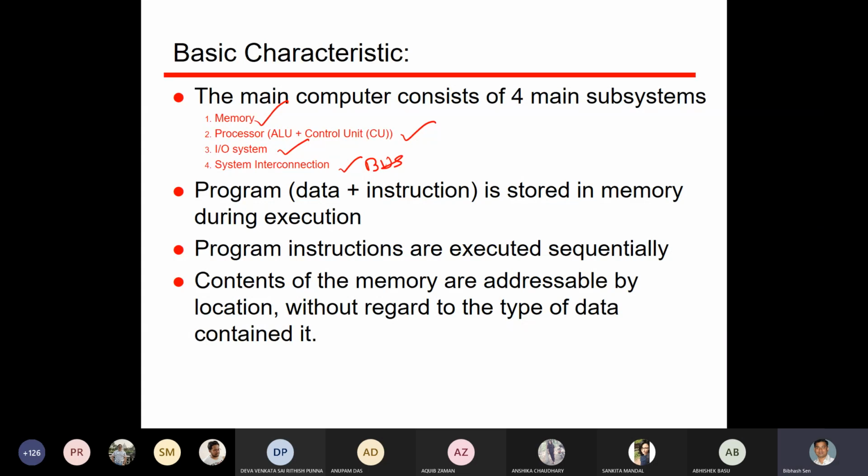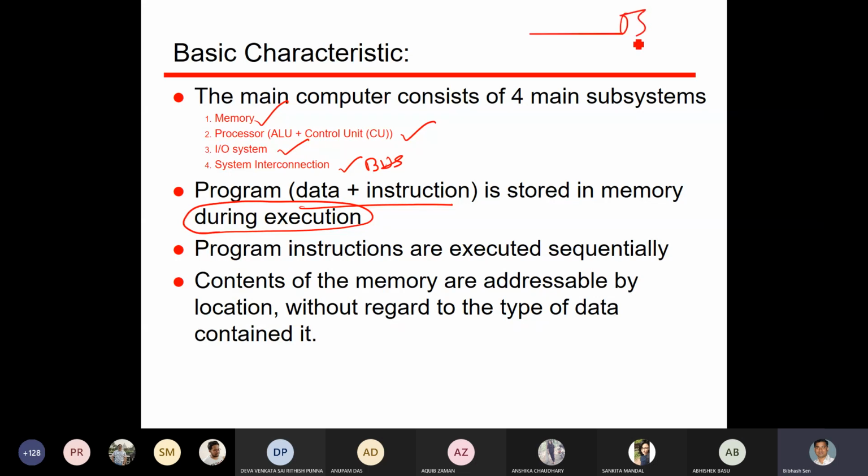Now a program is nothing but data and instructions. It is clear from this discussion. It's stored in main memory during execution. Remember this point, during execution, because the entire program may not be required to be loaded into memory, which is not essential. Only those parts of the program or instructions which are required, or which are running during execution, need to be loaded.